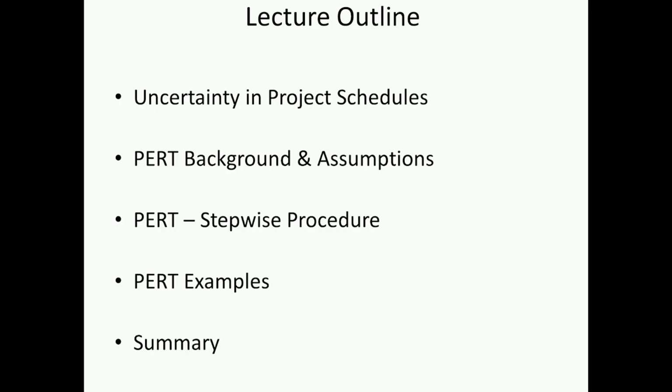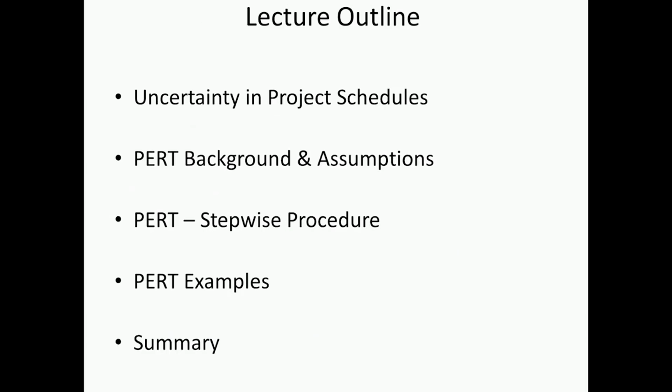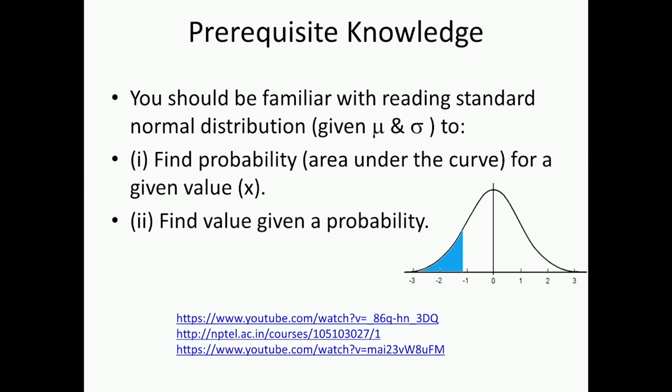The outline of the lecture is as follows. We will first look at uncertainty in general and in project schedules, then go to PERT, the background and assumptions for PERT. We will go through a stepwise procedure to do PERT, and then go on to an example, and then we will finally summarize. So when we start dealing with uncertainty in projects, it's quite an issue.